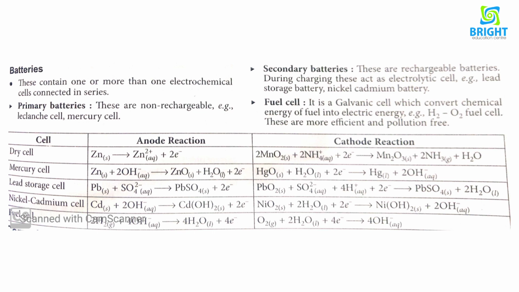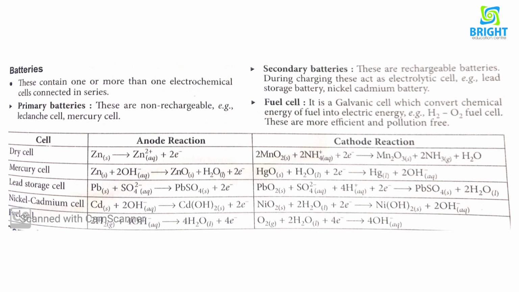Then we are dealing with the nickel cadmium cell, that is cadmium plus 2 OH- gives Cd(OH)2 plus 2 electrons, and the cathode reaction is NiO2 plus 2 H2O plus 2 electrons gives Ni(OH)2 plus 2 OH-. So go through all these reactions of the dry cell, mercury cell, lead storage cell and nickel cadmium cell, and also try to find the overall reaction by adding the anode and cathode reactions.